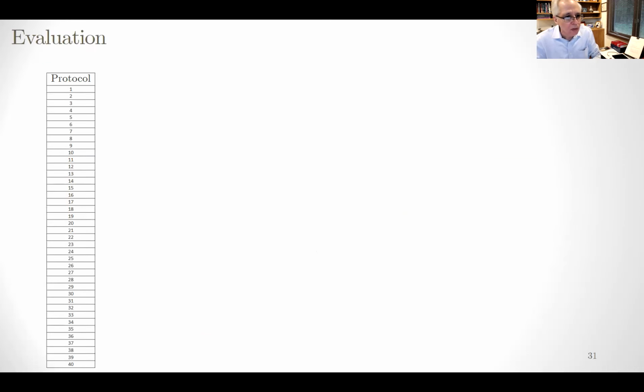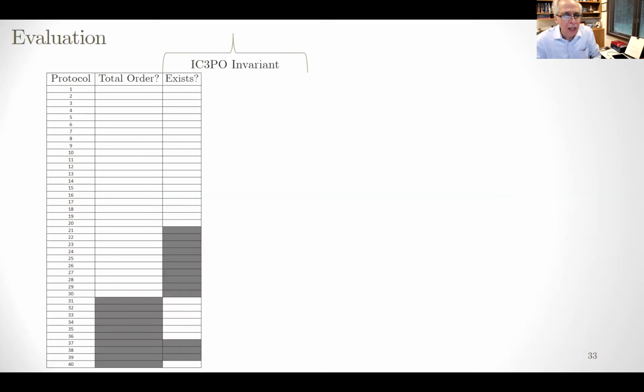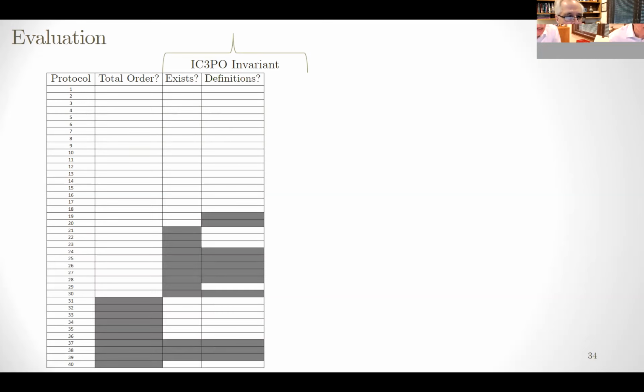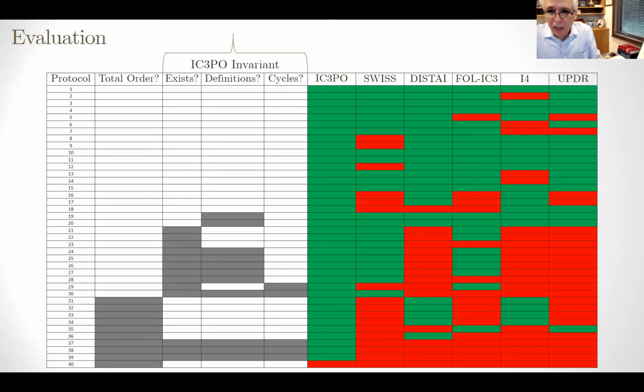Now, these 40 protocols, 10 of them had total order in them, and the IC3PO invariant that we produced, the shaded areas imply that they needed exists in the invariant. And this here says the shaded areas that they needed definitions in the invariant, and that the invariant had cycles between the quantifier alternation cycles. So some of them are totally undecidable if you want to do unbounded quantified reasoning. You cannot do it with SMT solvers. And this is how they distribute the results in terms of what each of the other solvers have done. Red means they didn't finish, or they had an error or something like that.